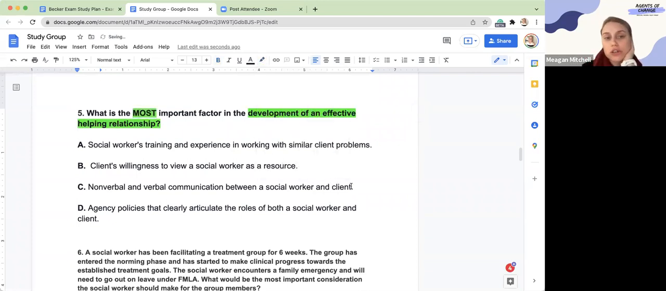A, social workers' training and experience in working with similar client populations. B, clients' willingness to view a social worker as a resource. C, nonverbal and verbal communication between a social worker and a client. Or D, agency policies that clearly articulate the roles of both a social worker and a client. All of these are important factors. Which one's the most important to build a helping relationship, and why?